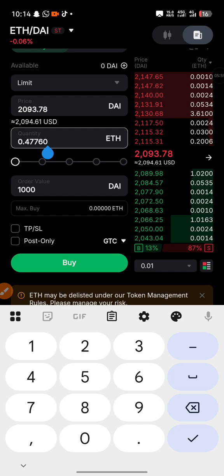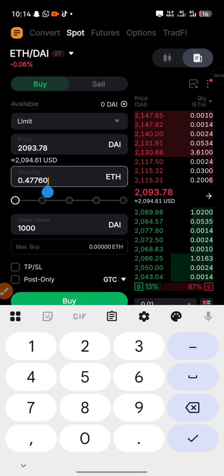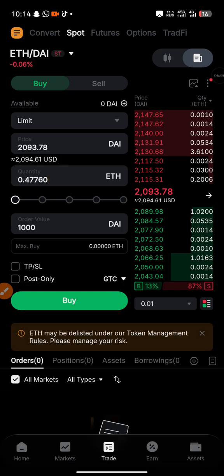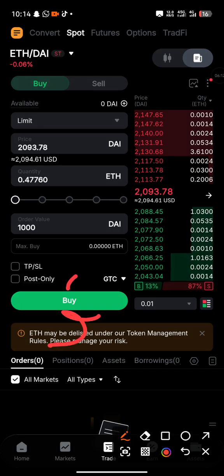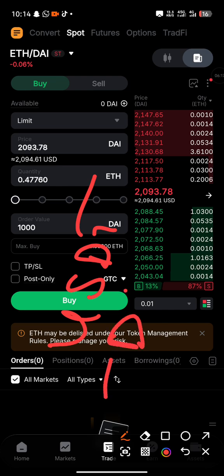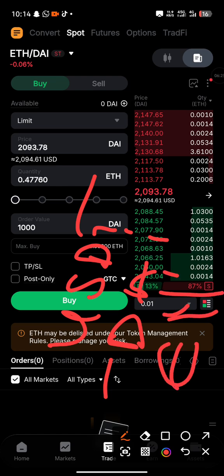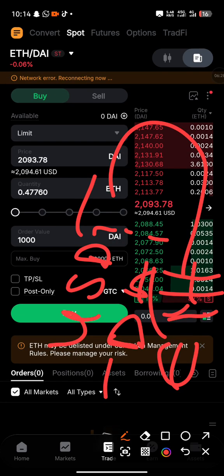We have 0.47760 ETH. So we're going to convert this particular ETH now. We're going to trade it against USDT. You can see that we started from USDT to DAI, from DAI to ETH, then from ETH back to USDT again. You can see this is how we move.